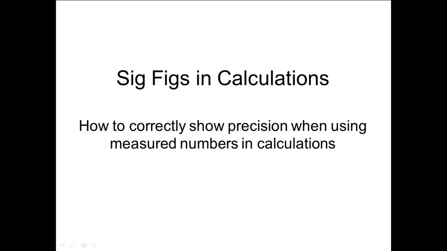Sig figs in calculations: how to correctly show precision when using measured numbers in calculations. When we combine measured numbers, we need to present the answers with the correct number of sig figs to show the appropriate precision. There are two basic types of mathematical operations we use in relatively simple calculations.